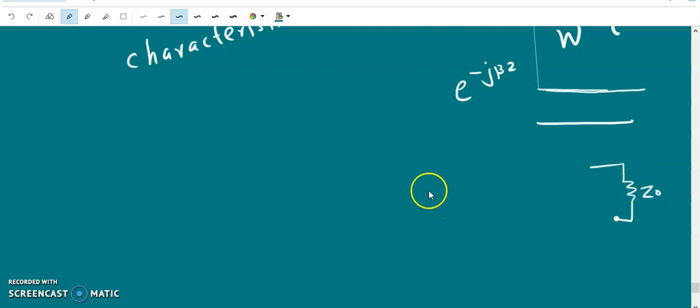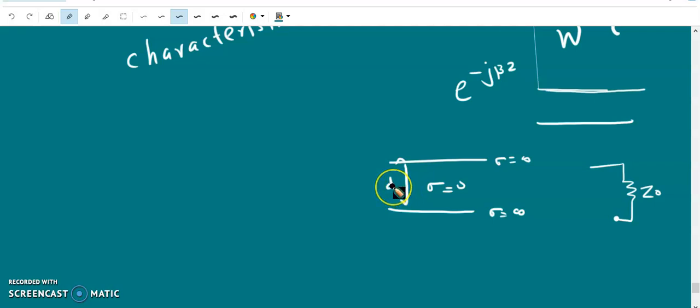And we have shown that for an infinitely long parallel plate transmission line with perfectly conducting plates and a perfect insulator in between them, where the plates have width W and the separation distance is D, the characteristic impedance Z0 is D by W times the intrinsic impedance of the medium.